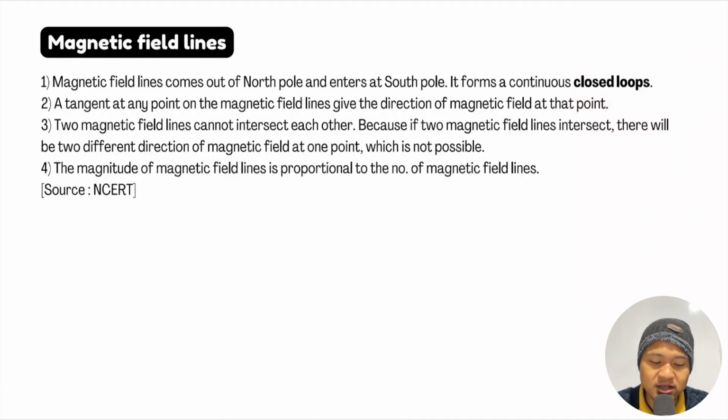It is written in NCERT. So electrostatic field lines never form closed loops. Okay, that is magnetic field lines.